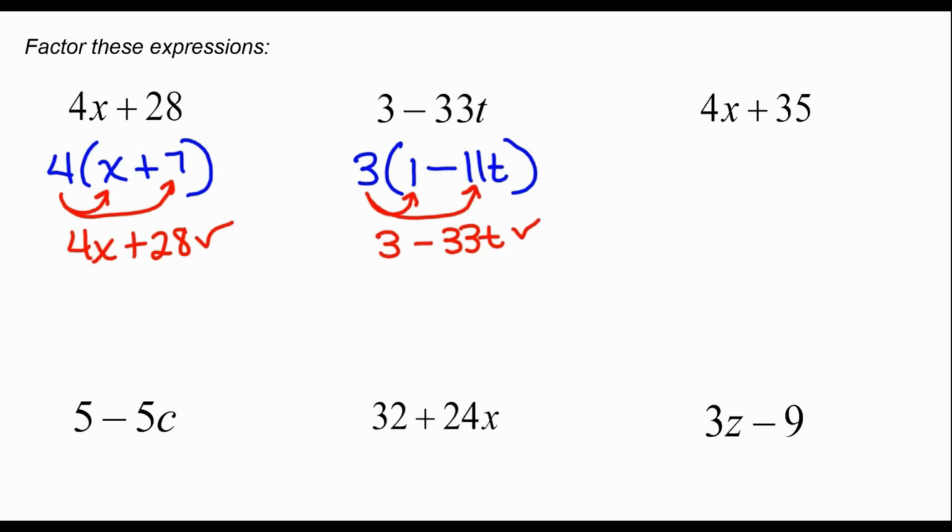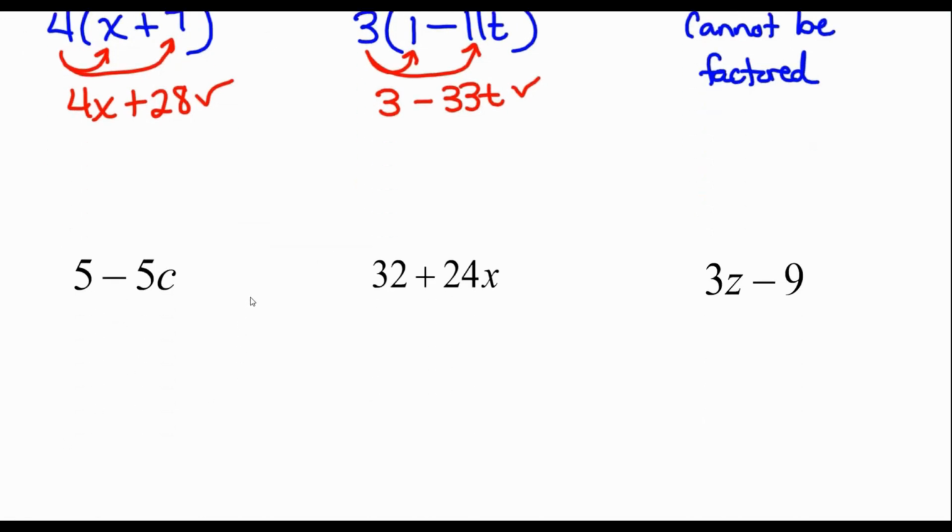4x plus 35. The greatest common factor of 4x and 35 is 1. These numbers don't have a greatest common factor besides 1. So when they don't have a common factor, we're going to write cannot be factored. And that's possible. Not every algebraic expression can be factored. We call these numbers relatively prime because they don't have a common factor besides 1. So we just write cannot be factored and move on.